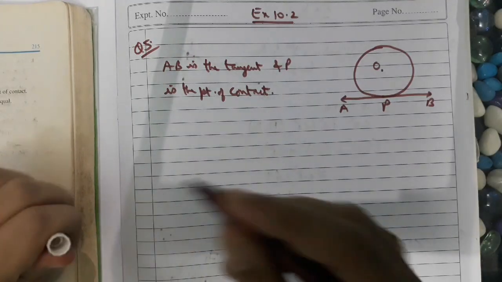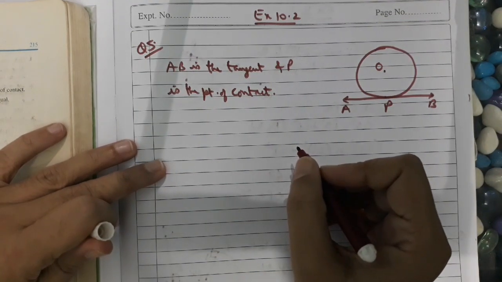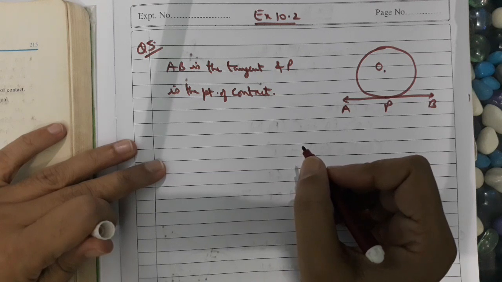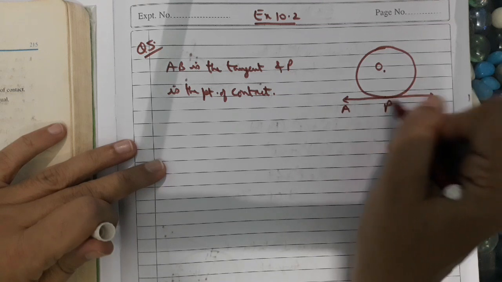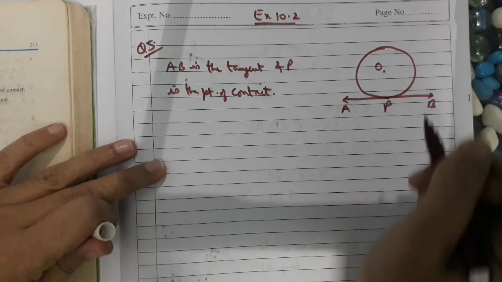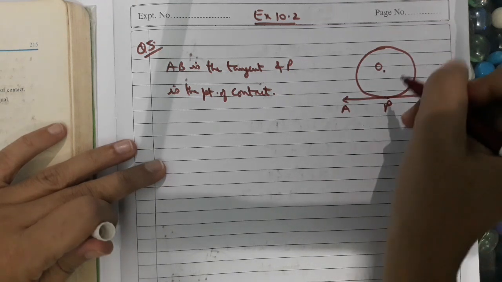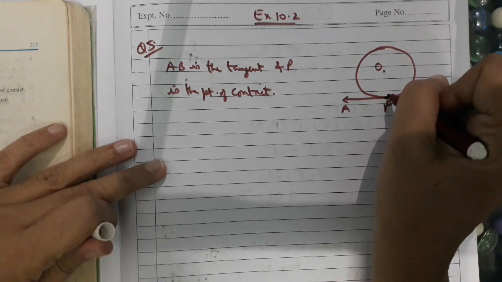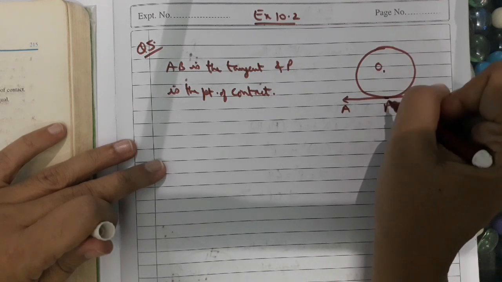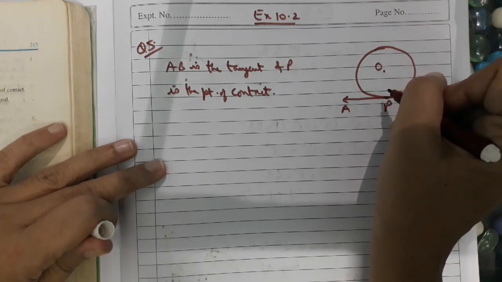Question number 5. Prove that the perpendicular at the point of contact to the tangent to a circle passes through the center. So this is the tangent, AB is the tangent given to us, and P is the point of contact. We have to prove that if we draw a perpendicular from P, it will pass through the center of the circle. This is what we have to prove. So we use the method of contradiction.